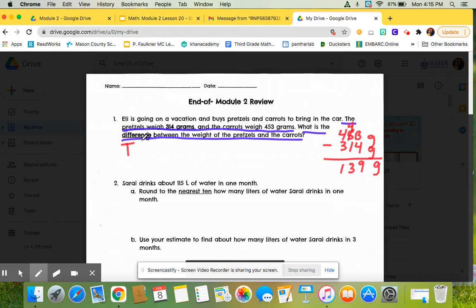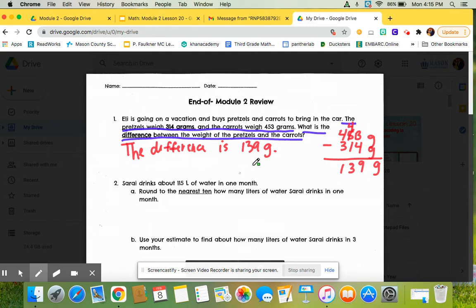So we have, remember our read, write, draw. We read, we're writing, and I could have drawn, which I'll show you how to do that here in a second. So I'll say the difference is 139 grams. Now, if I was going to draw that picture, I could easily draw a tape diagram if I wanted to do it that way.